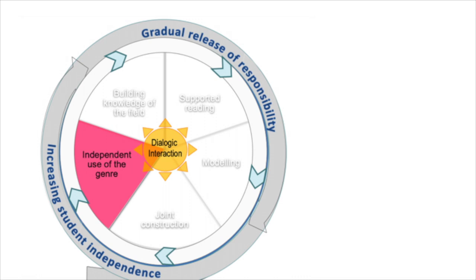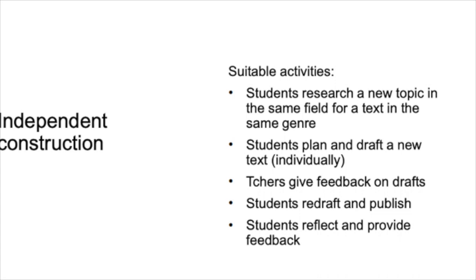And again, the next slide gives you ideas of what kind of suitable activities there are for independent construction. So students could research a new topic in the same field for a text. They could plan and draft a new text. Teachers give feedback on the drafts, and the student might redraft and publish the text. And obviously they can reflect and provide feedback. So they can provide feedback to their friends or to other people in their kind of table setting.